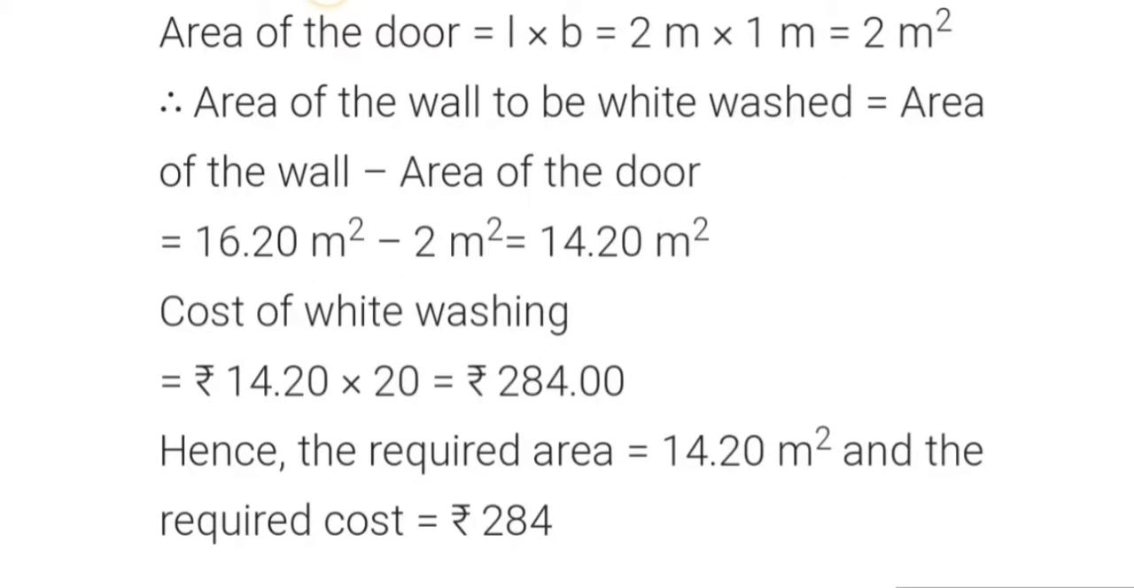So cost of whitewashing, here we will multiply by 20. So rupees 14.20 into 20. So after multiplication it will come rupees 284. So the required area is 14.20 meter square and the required cost is rupees 284.